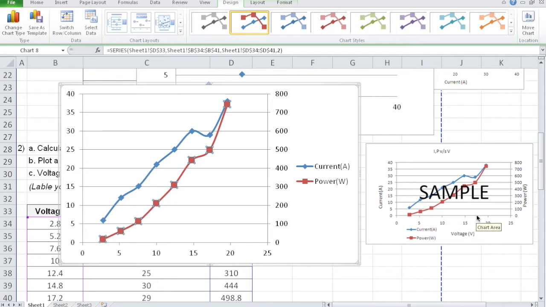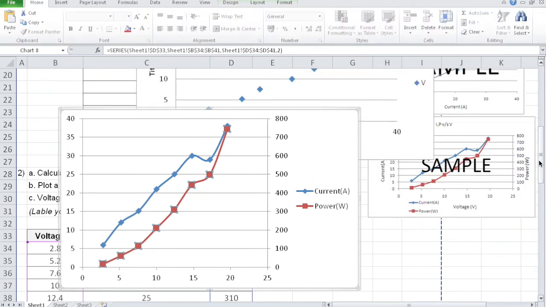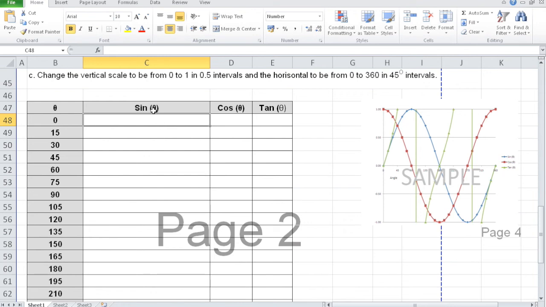Okay. Now, the rest is history. I'm sure you can do everything else. Last one. Let's calculate sine of theta, and these are the theta values.